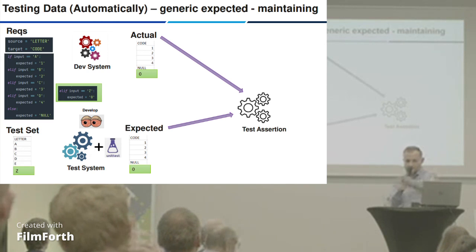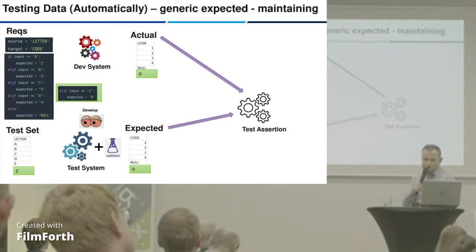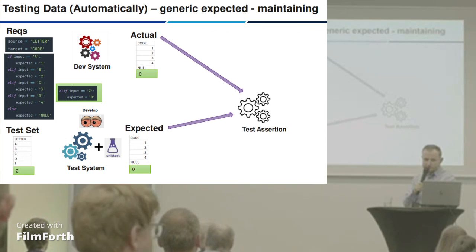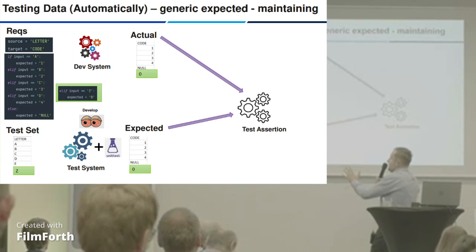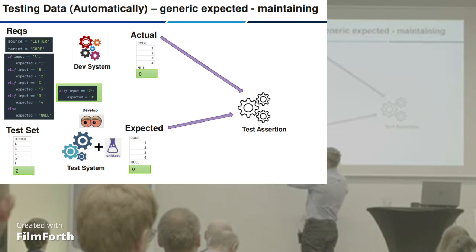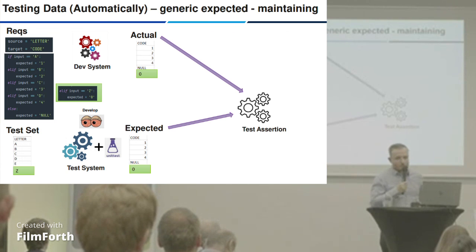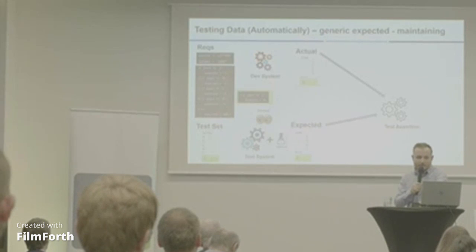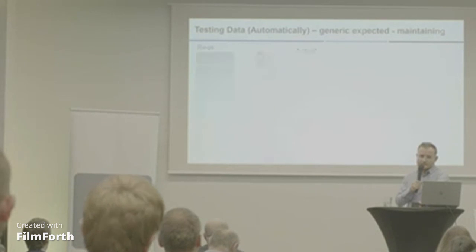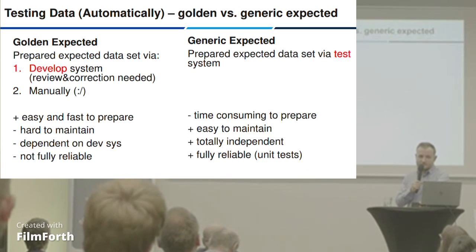And of course, we've got our assertions. And when we release a new version, of course, we need to maintain this whole system. So we need to update this kind of requirements or this kind of mapping, and we need to update our unit tests as well. So this is time-consuming work, right?